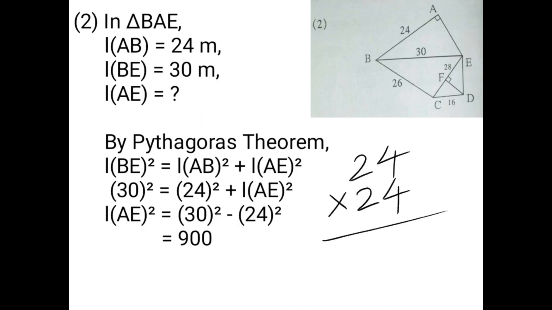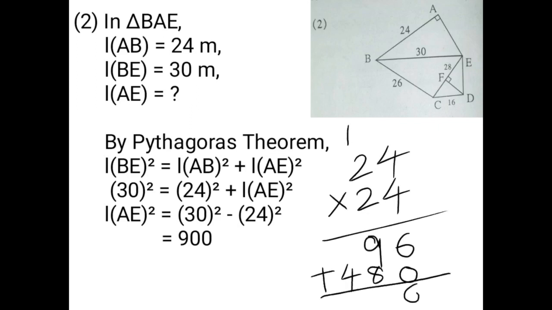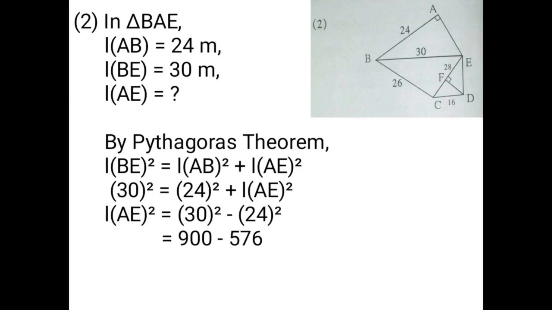4 4s are 16. 4 2s are 8 plus 1 is 9. 2 4s are 8. 2 2s are 4. Square of 24 is 576.